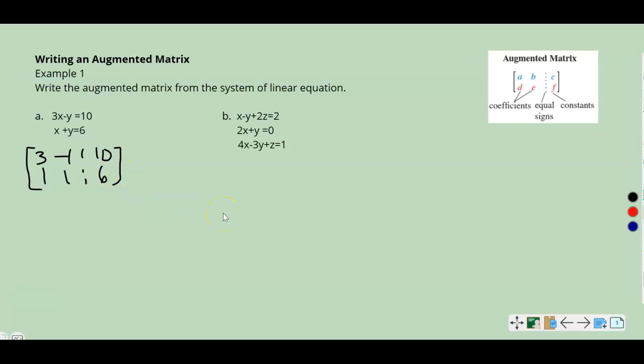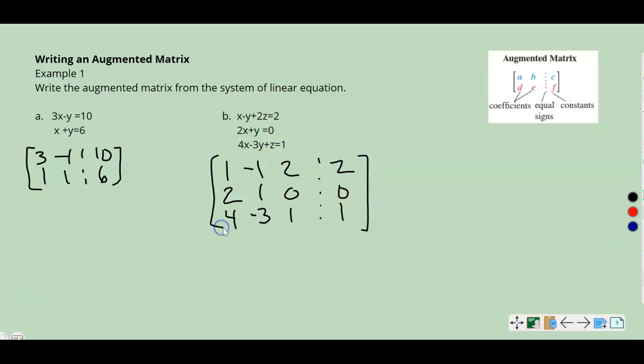All right, same thing for B part. We're going to have 1, -1, 2. That's our coefficients from our first equation. Then we're going to have 2, 1, and 0. There's no z, so it represents a 0. So 2, 1, 0. And then the last equation, 4, -3, 1. And then our dashed line represents our equal sign. And then our constants go on the right. So 2, 0, and 1. All right, so this is called an augmented matrix.